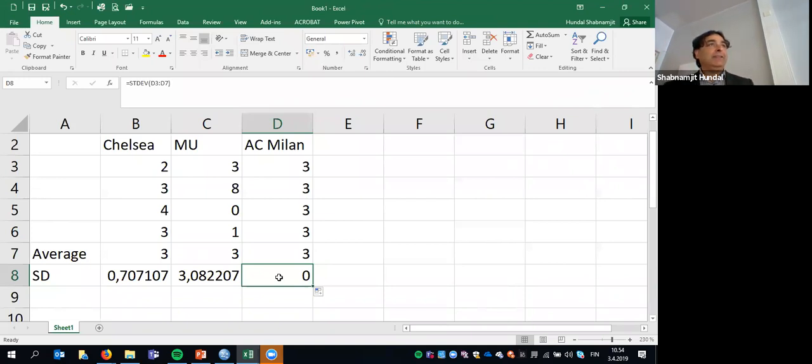Are you with me? Last 100 matches, AC Milan, 3 goals average, standard deviation almost 0. I have a reason to forecast that even tomorrow, AC Milan would score 3 goals. I may be right or wrong, but I have some scientific, data-backed estimation. You get my point? But not based on 4 matches, of course.